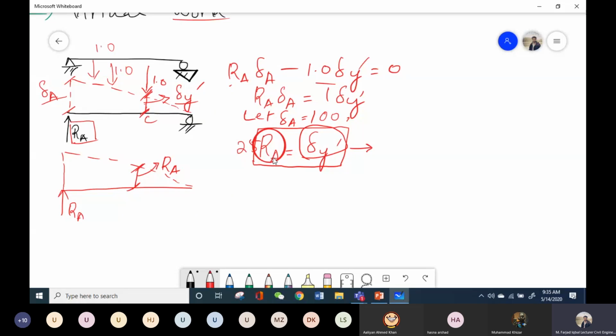It can be any value. The idea is that the deflection is proportional to the reaction. So it depends on what type of deflection we gave at this point, and then it will be equal to the deflection at point C. Okay.